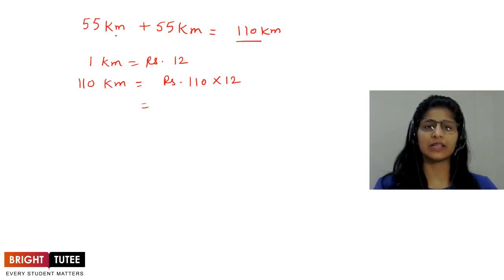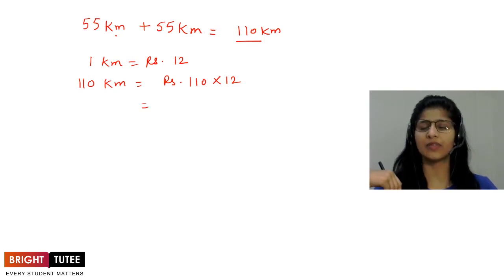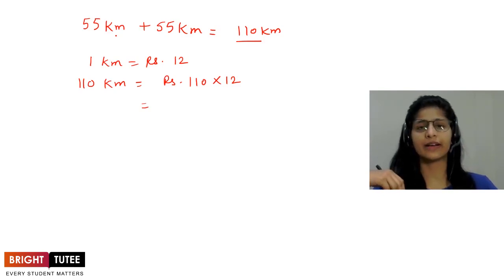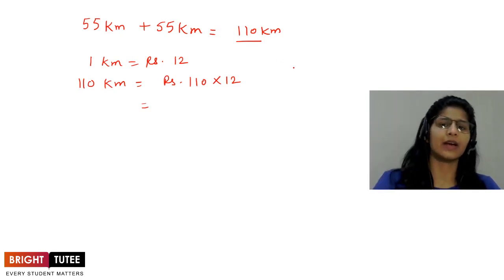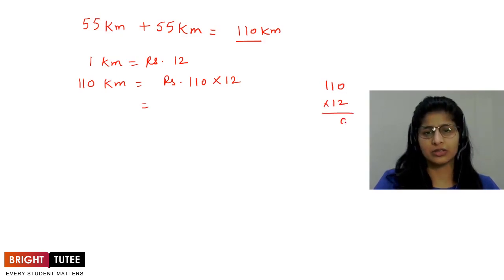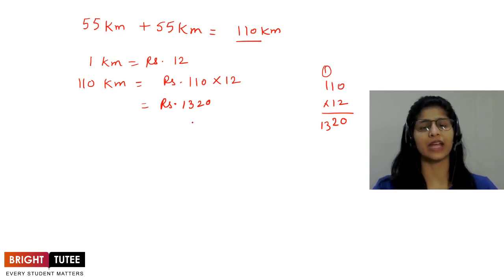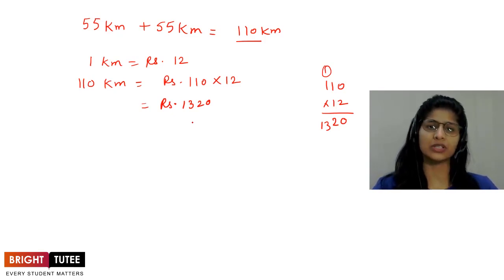Now for 1 kilometer the transportation charge is rupees 12. So for 110 kilometer we will multiply 12 with 110. Let us multiply 110 with 12. 12 into 1 is 12. 2 is here, 1 is the carry. 12 ones are 12 and 1 13. So we get rupees 1320. This is the transportation cost, right? Or the charges that we have to pay to the transport company.